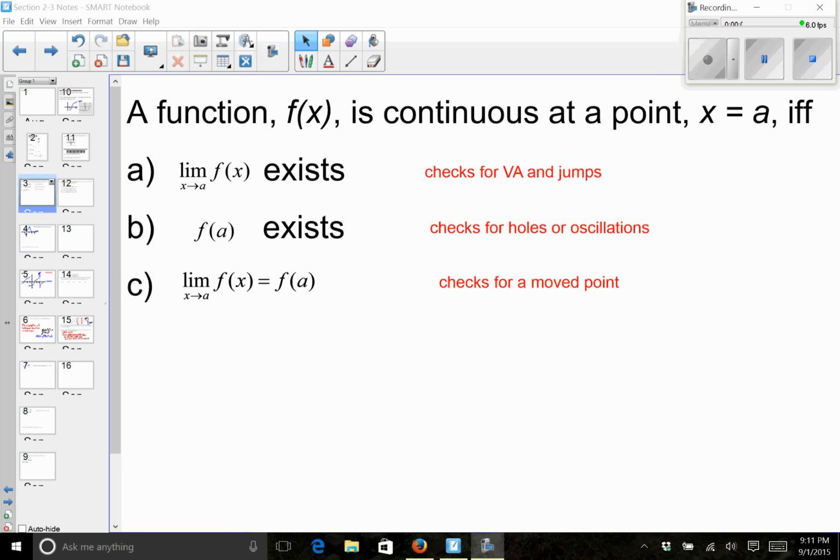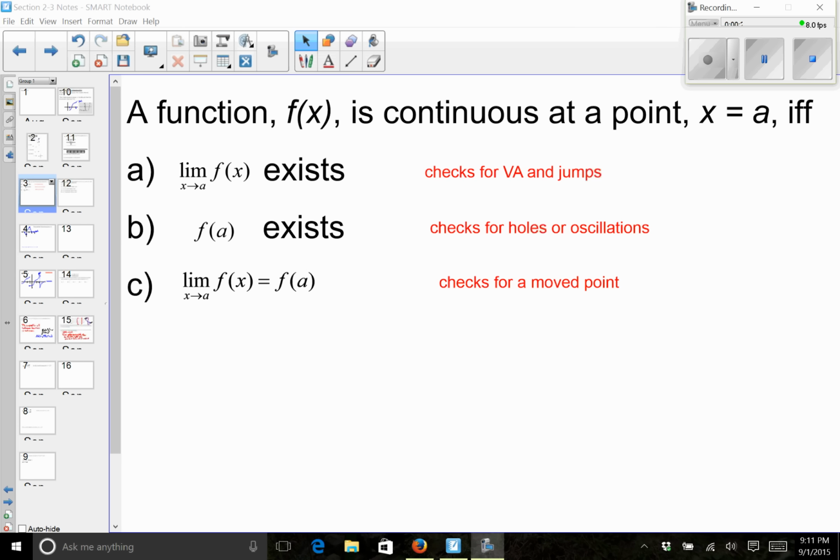This video is going to talk about how we actually show that a function is continuous at a point. And again, I'm going to save the definition of continuity for later. This is just how we show it. And the way we do it is by eliminating the types of discontinuities.